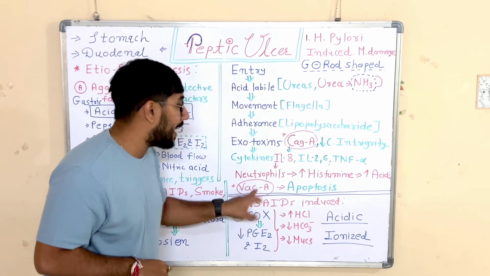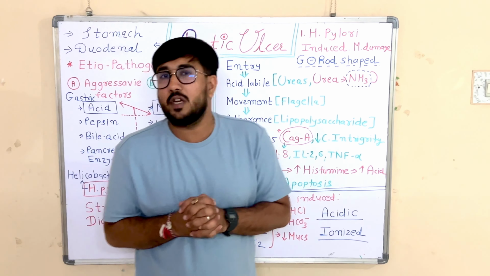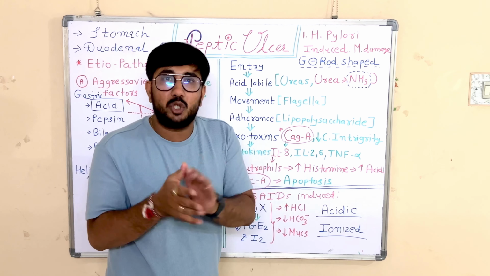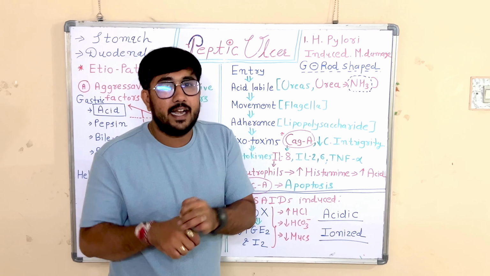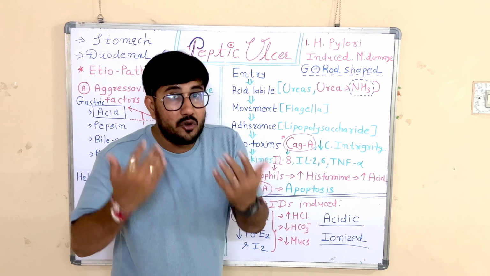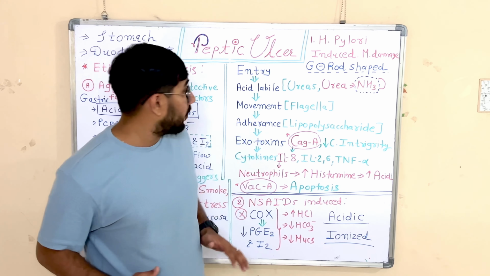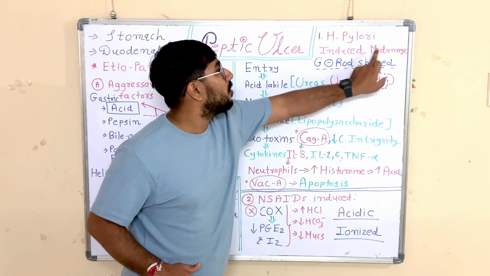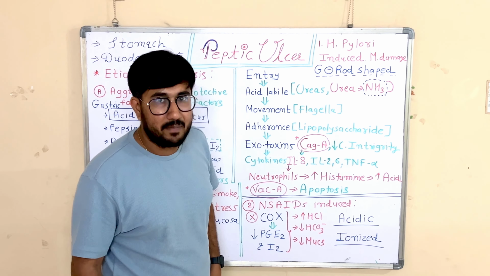Another one is VAC-A, and VAC-A is responsible for apoptosis. Okay, the damage of the gastric wall and especially the gastric mucosa. So the acid-related erosion is getting worse and worse. Okay, so this is the main theory of H. pylori induced mucosal damage, or you can simply say peptic ulcer.